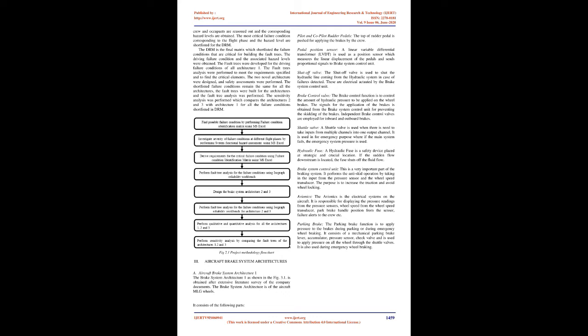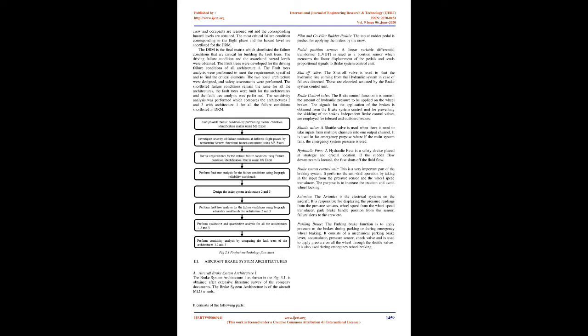3. Aircraft brake system architectures. A. Aircraft brake system architecture 1. The brake system architecture 1 as shown in the Fig. 3.1 is obtained after extensive literature survey of the company documents. The brake system architecture is of the aircraft MLG wheels. It consists of the following parts.